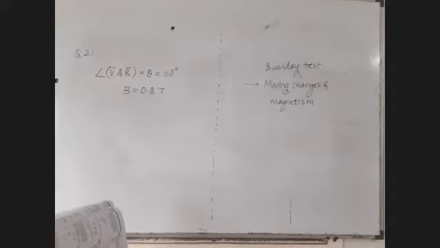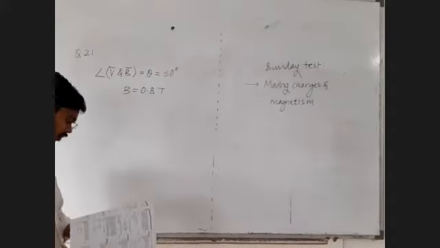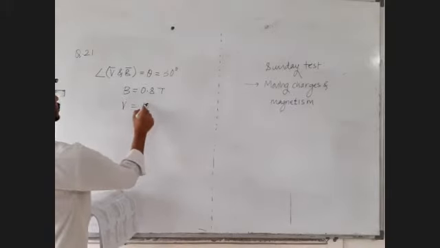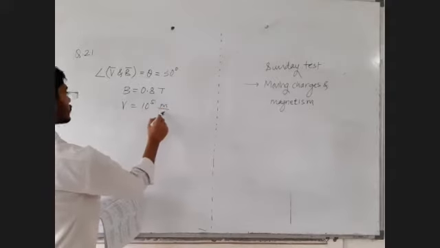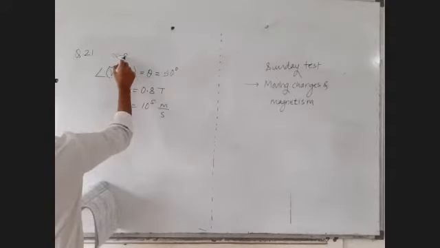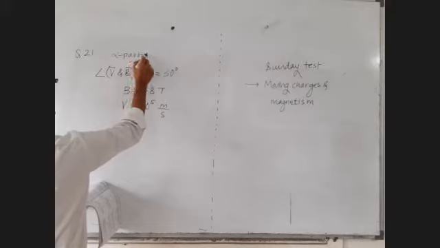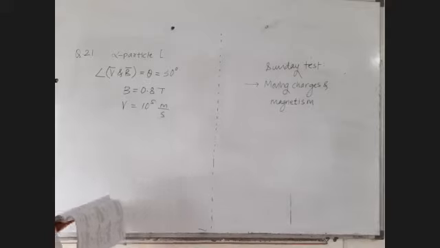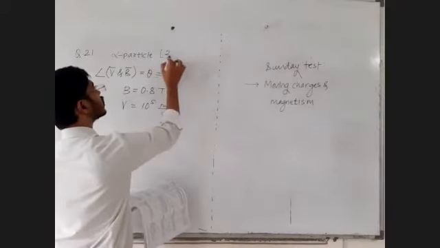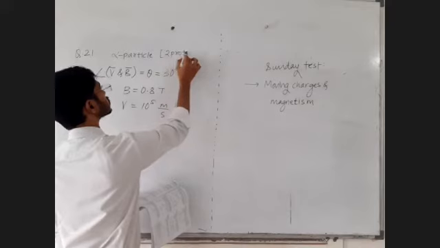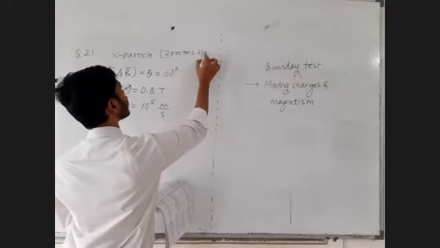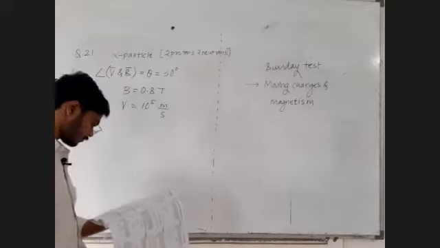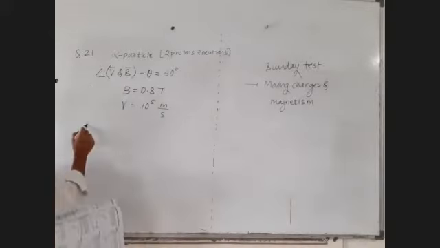Capital T. Tesla is the unit of magnetic field. With a velocity of 10 raised to 5 meters per second. It's an alpha particle, which is a helium nucleus. Helium nucleus means 2 protons, 2 neutrons. You should remember this.